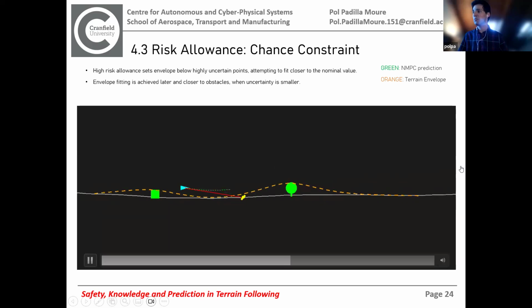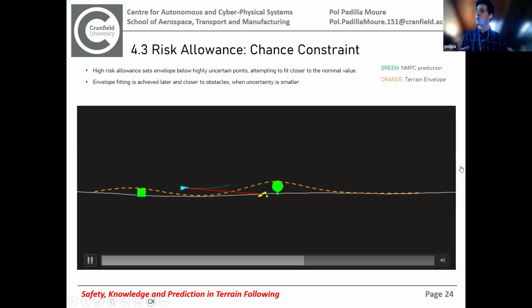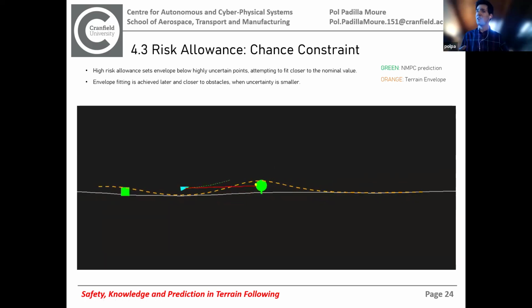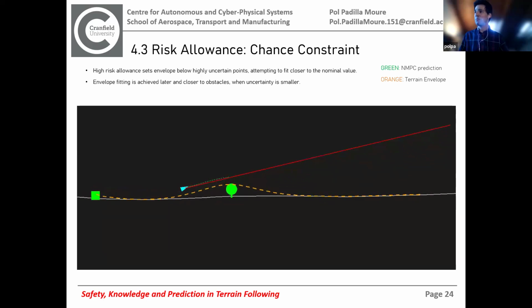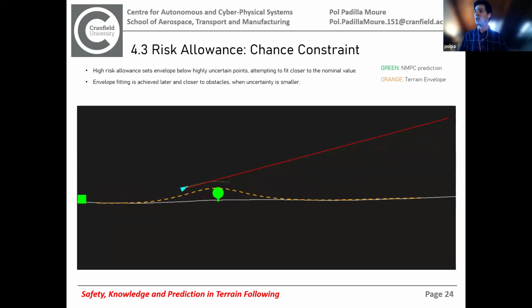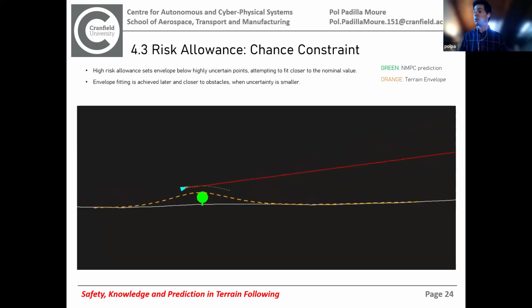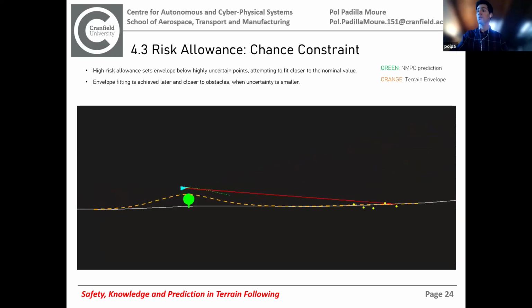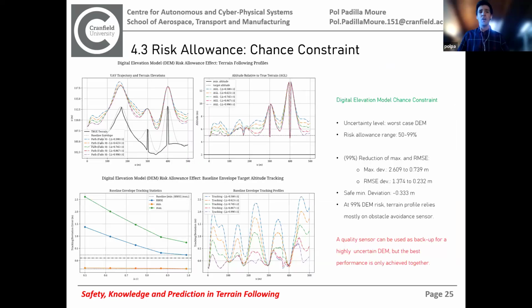This was the same simulation with the same uncertainty parameters, but now the envelope is fitted quite more properly than it was before, even though we have worse knowledge of our environment, but we have increased the risk as a trade-off. This might be the opposite of what you were saying before.